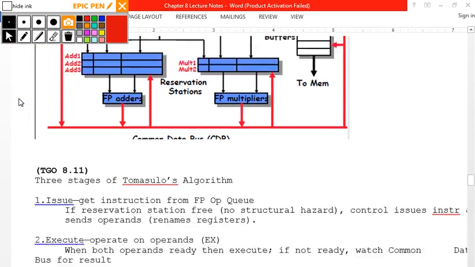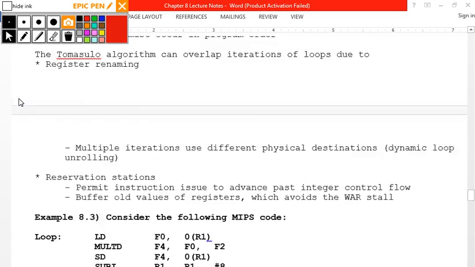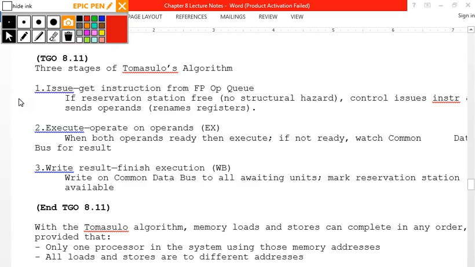So I think these are the 3 stages of Tomasulo's algorithm, and next we're going to go over an example. There are 3 stages. Hopefully this will make the diagram I just showed you make more sense. First, you have to issue the instruction. Just like anything else, you have to get the instruction from instruction memory. Here you get the instruction from the floating op queue.